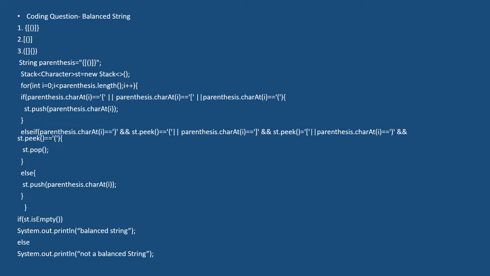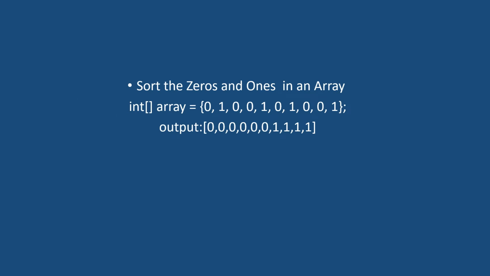He asked me a coding question related to balanced string. You can see on the screen three different inputs, and we need to check whether the given string is balanced or not. So I used a stack in order to push all the characters of the parentheses and check whether it is balanced or not. The next coding question is about sorting zeros and ones in an array. We need to get all the zeros on the left-hand side and all the ones on the right-hand side with minimum time complexity and space complexity.